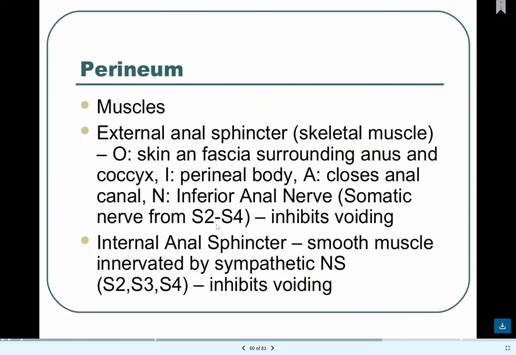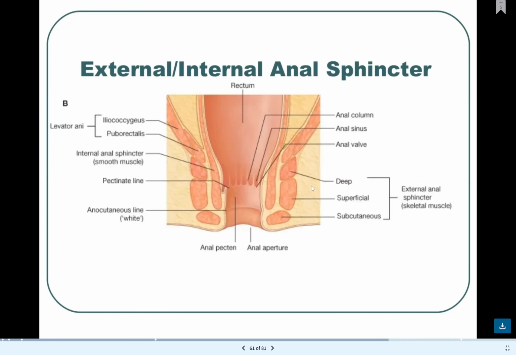The internal anal sphincter is also a sphincter, it will close it. But what's the difference? One is controlled by the autonomic nervous system, and one is controlled by the somatic nervous system. So one is voluntary and the other is involuntary. That is how you can voluntarily control fecal matter coming out of your anus.